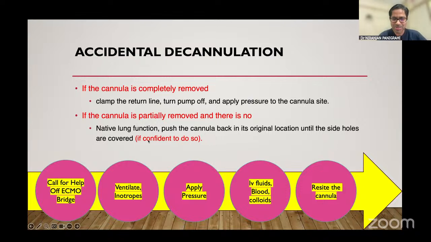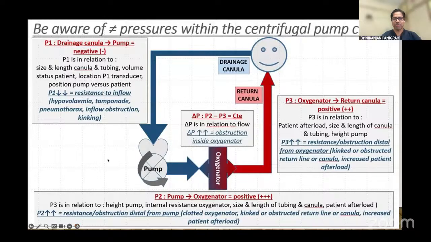So this is the line I have quoted from ELSO. If the patient's native lung is recovering, then you try to remove it, do not push it. Suppose the patient is desaturating, try to push if you are confident so. Because many times a partially out cannula can enter into a false track that can cause an added problem. So we need to be extra careful about accidental decannulation. So this is the thing. This is the last part I may talk about.